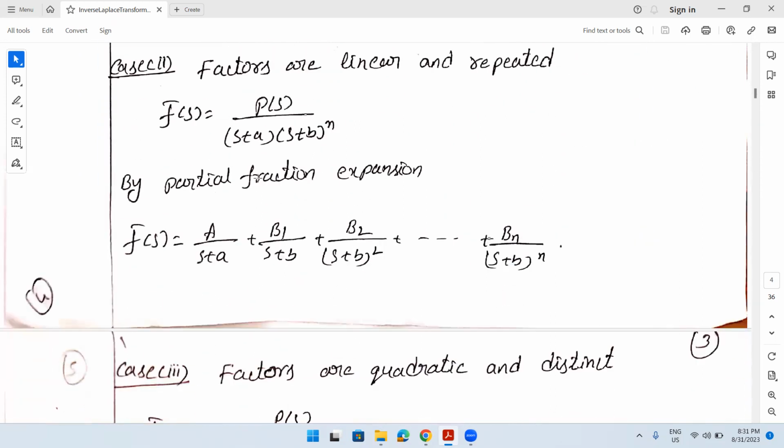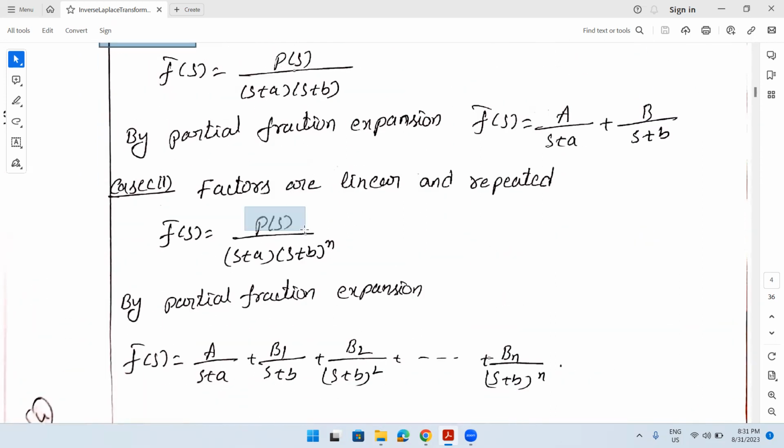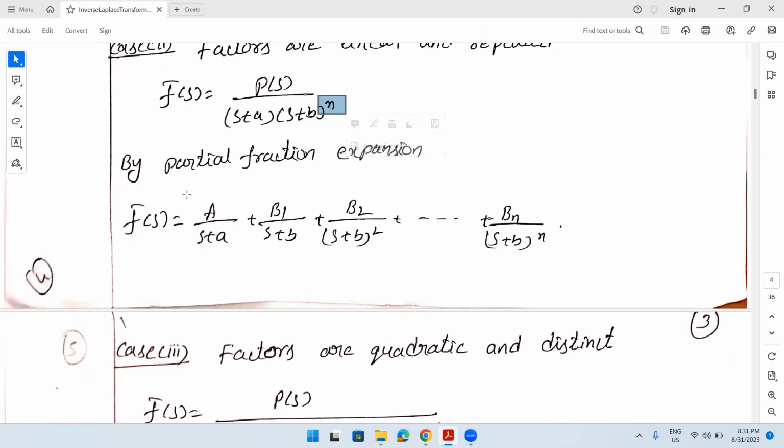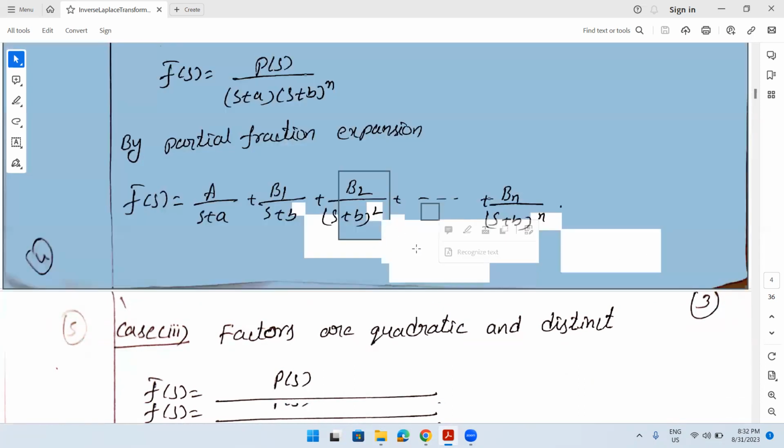In the second case, the numerator is some function of S, it can be a constant also, and the denominator is (S plus A) into (S plus B), where in the previous case we have seen powers n: square, cube, whatever. Then we write A by S plus A plus B1 by S plus B to the first power, B2 by (S plus B) whole square, plus B3 by (S plus B) whole cube, and so on up to n. It can be a maximum of power 2 or 3. So this is the second case.